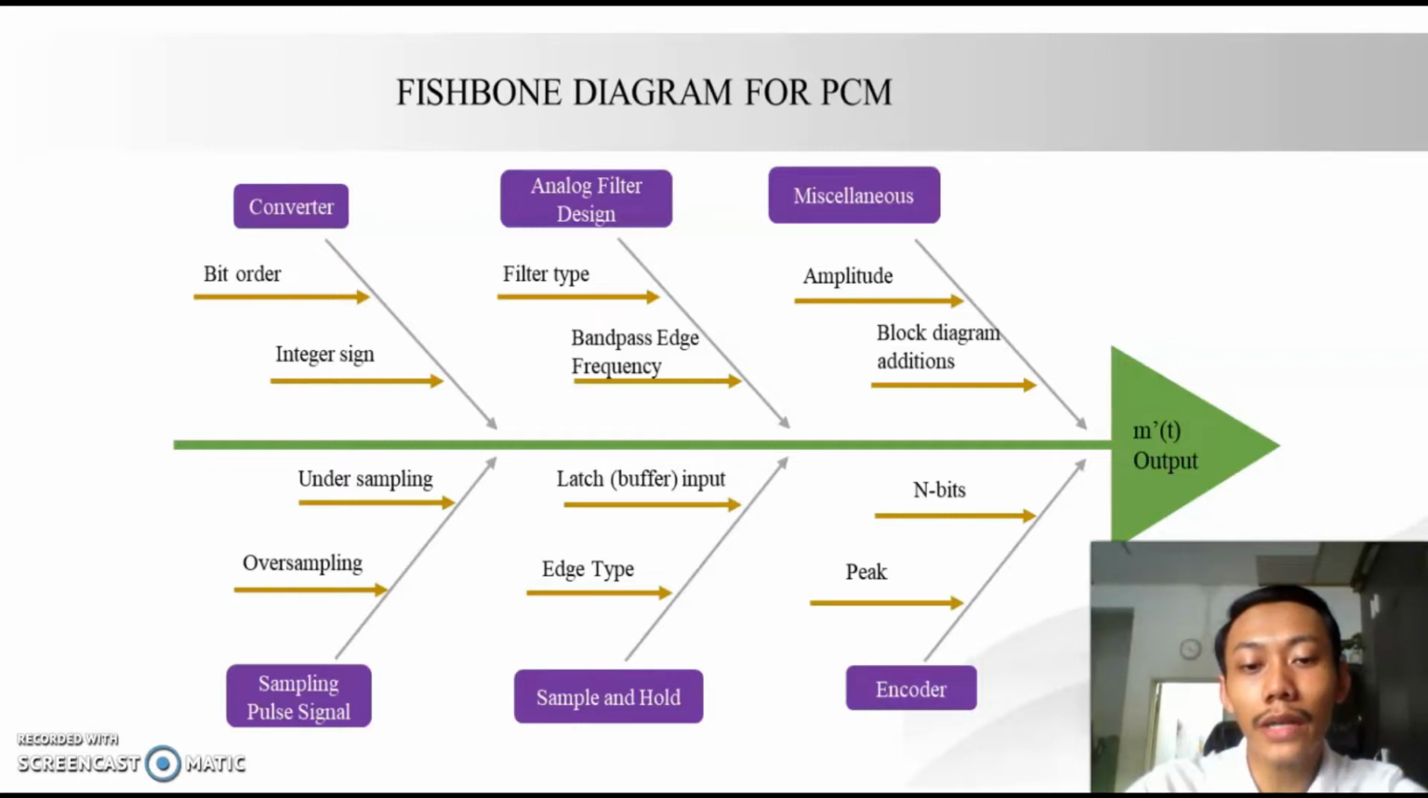Depending on the peak and the number of bits in the system, the encoder produces varied PCM output. The sign and bit order options modify the technique of interpreting PCM output for all converters, whether integer to bit or bit to integer. Depending on the filter type and edge frequency, the characteristics in analog filter design can make the signal smoother or rougher. Lastly, the output is also affected by additional block diagrams and amplitude, which suggest further output signal improvement for PCM.